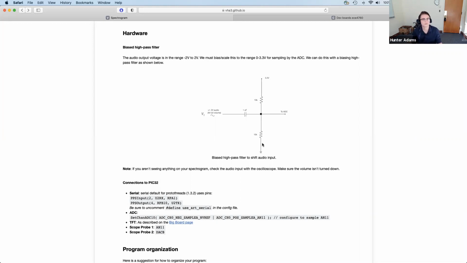You all from some circuits class remember what the equation for the cutoff frequency of a high pass filter is. I'll remind you it's 1 over 2 pi RC. So if you were to compute 1 over 2 pi RC for this particular high pass filter with a 1 microfarad capacitor and a 10K resistor, we have a cutoff frequency of something like 16 hertz.